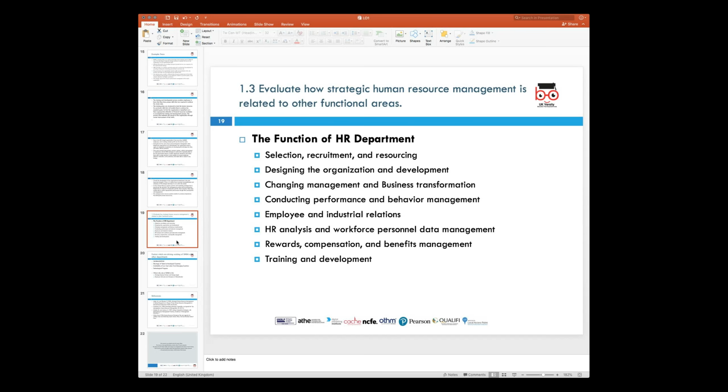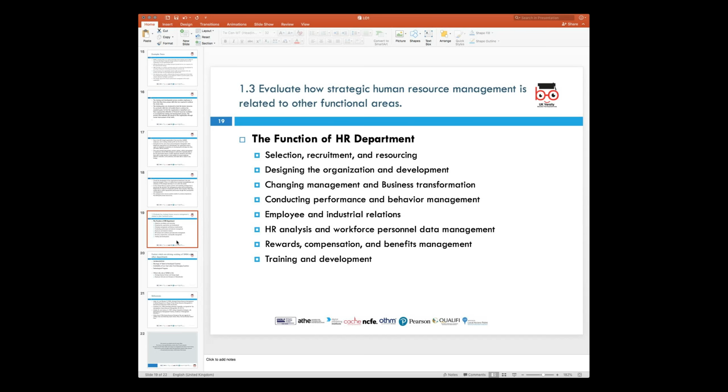HR also manages employee and industrial relations, which is to do with dealing with unions and different laws and legislation related to HR. HR is now increasingly also having to produce metrics or reports, which provide a snapshot of how the HR side of things is working within the organization in terms of management of data. We look at rewards, compensation, and benefit management. When we talk about incentives, we talk about bonuses, employee stock option plans, and reward management. All these are obviously part of the HR department.